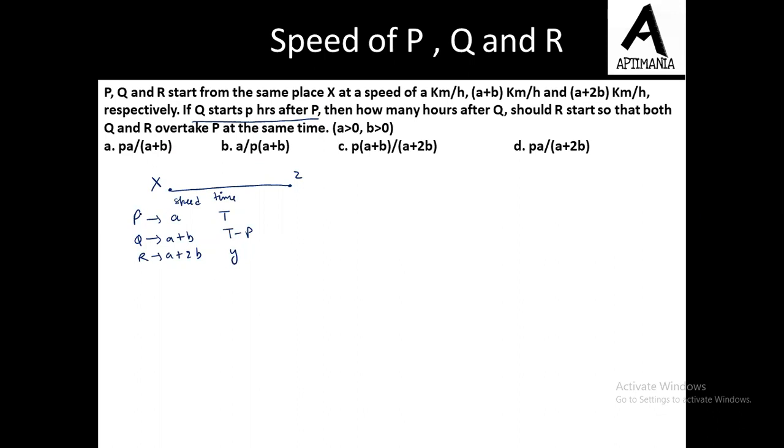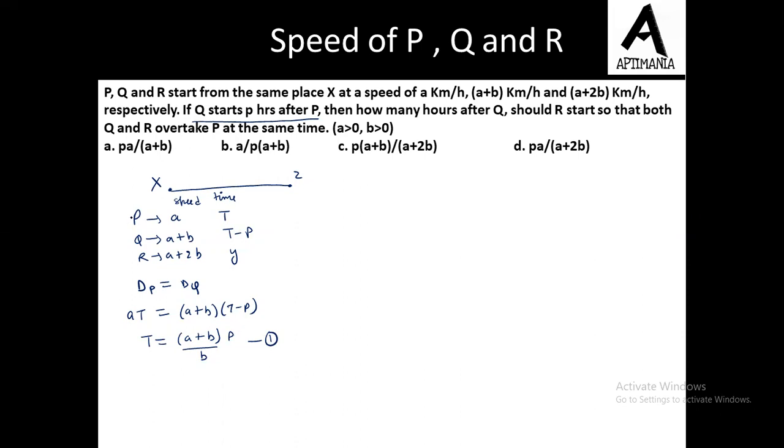Fine. Now, the distance covered by P must be equal to the distance covered by Q. So, distance covered by P, distance is speed into time, so A into T. And distance covered by Q is speed into time. So, speed is A plus B and time taken is T minus P. So, on solving this equation, we will get the value of T as, I am not showing the solution part. It is quite simple. I am just skipping that. So, the value of T will come out to be A plus B times P over B. Now, this is the value of time taken by P in terms of P, A and B. Okay. So, this is our first equation.